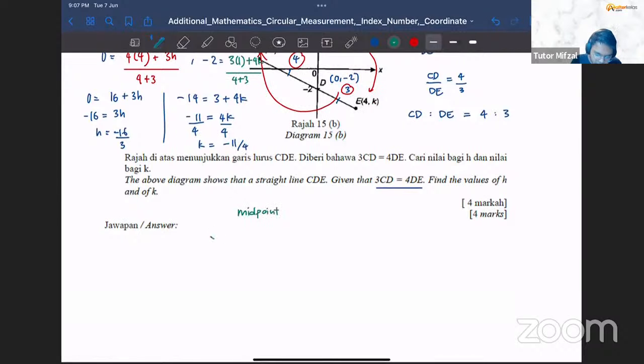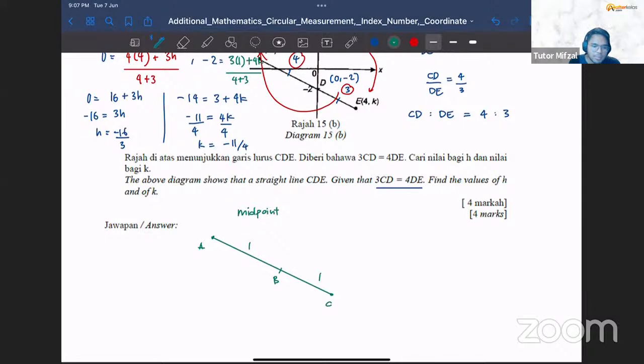Midpoint tu, let's say you have a line. It is when the ratio between point A and C, which is point B, is 1 by 1. Bila ratio dia 1 by 1, masih yang kat tengah-tengah tu is your midpoint.